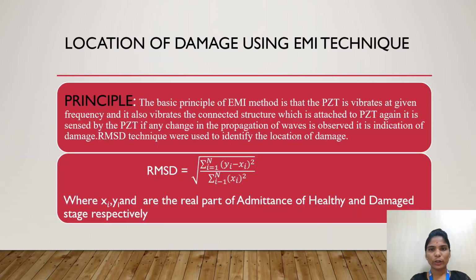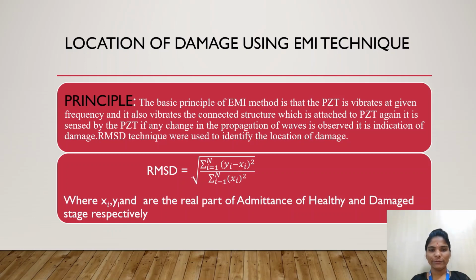In this, we have adopted the electromechanical impedance technique. The basic principle of this technique is that if the PZT is vibrated at a given frequency, it also vibrates the host structure which is attached to the PZT, and the response is again sensed by the PZT. In this process, if any change in the propagation of waves is observed, it will indicate damage. We have also adopted the statistical index RMSD, that is root mean square deviation, in order to identify the location of damage.